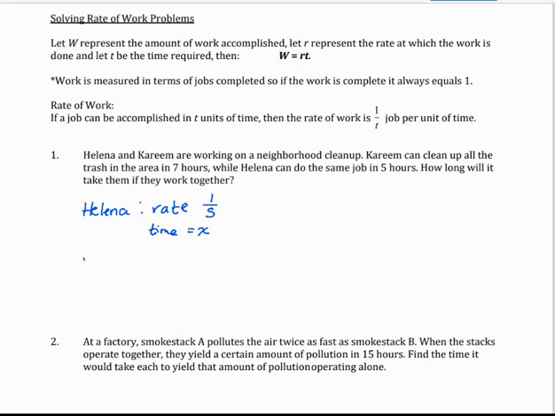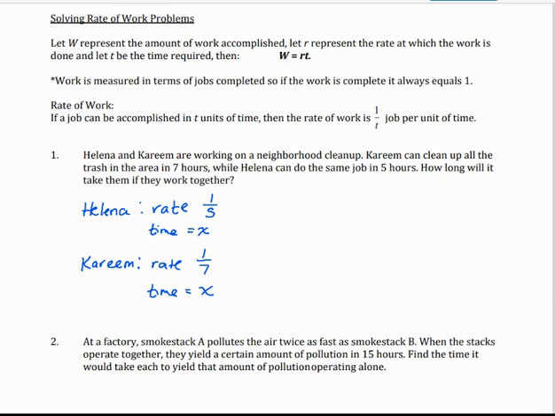Now, we have Kareem. His rate, he can do the job alone in 7 hours. So that means his rate is 1/7. He gets 1/7 of it done in 1 hour. Now, the time he's working for today, again, we don't know. He's not working alone, he's working together. Now, Helena and Kareem are working together on this. So if Helena's time is x, that means Kareem's time is x.